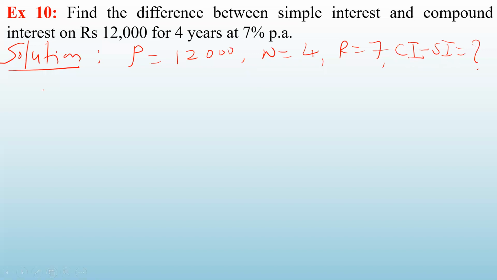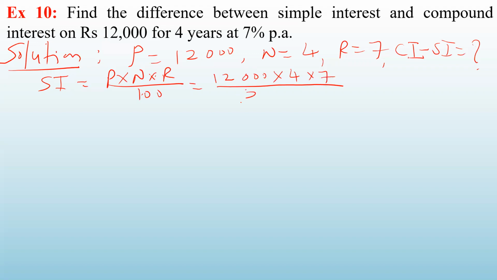So first of all, we'll find out the simple interest. You know the formula for simple interest, P N R upon 100. Put the value of P, it is 12,000, N as 4 and R as 7 divided by 100. So how much you will get? 12,000 into 4 into 7, divided by 100. So this is 3,360. So this is the simple interest you got.